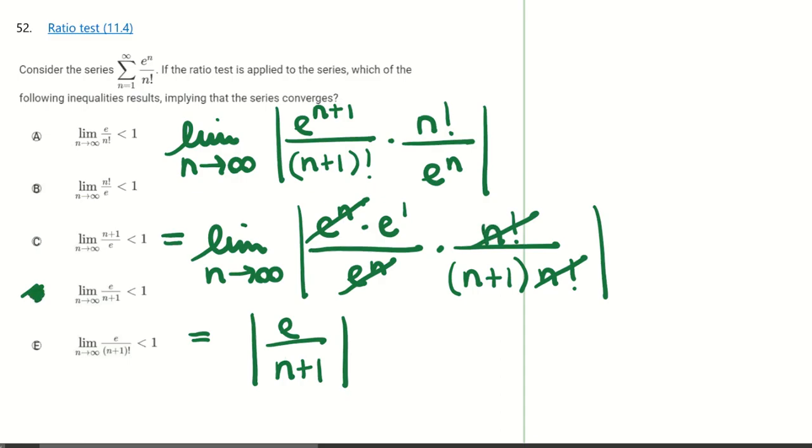Yeah, I mean, this is an old problem. Now we know that if the ratio test comes back less than 1, not only is the series converging, it's converging absolutely.